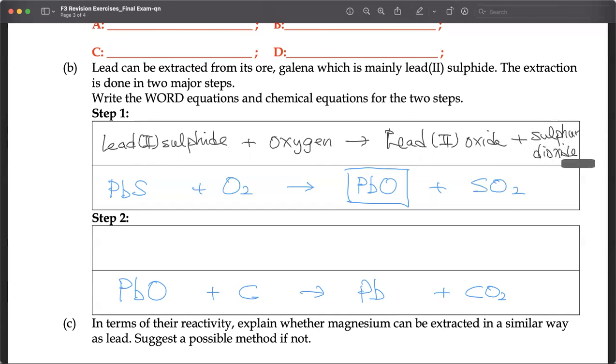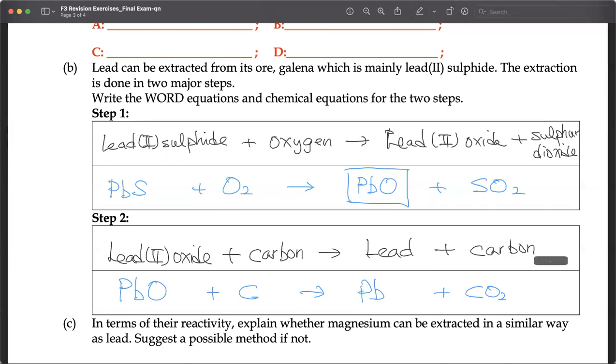The lead(II) oxide that we give out follows the second step, and then it will react with carbon and become pure lead and then carbon dioxide. But we have to balance the equation. For example, lead(II) sulfide and oxygen. Then how to balance it?